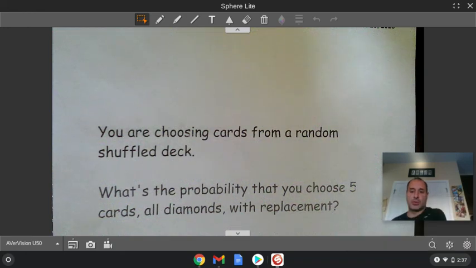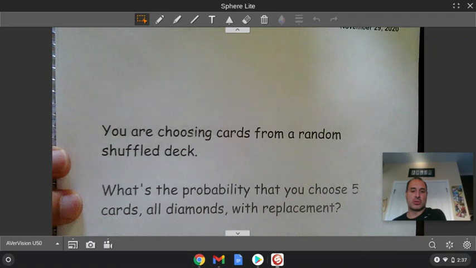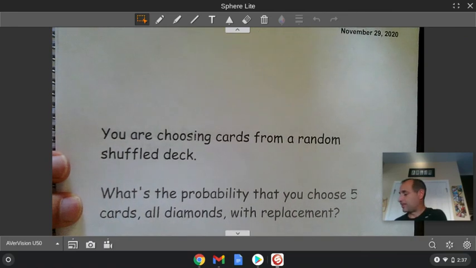Okay, so today we're going to talk about "and" problems. So suppose you're choosing cards from a random shuffled deck. What's the probability you choose 5 cards, all diamonds, with replacement?